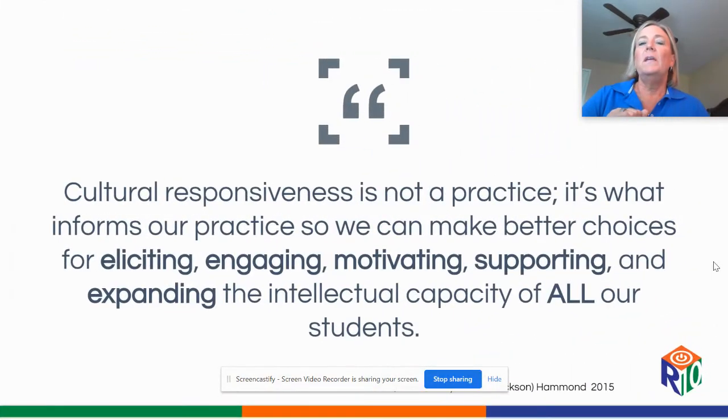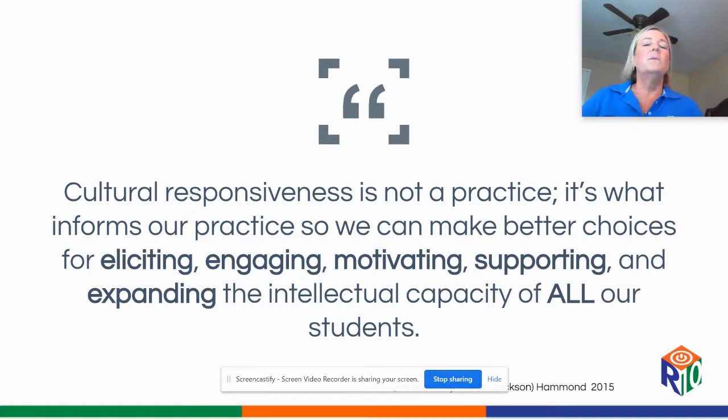Now, it could be argued that cultural responsiveness is not a practice. It's what informs our practice so we can make better choices for eliciting, engaging, motivating, supporting, and expanding the intellectual capacity of all of our students.